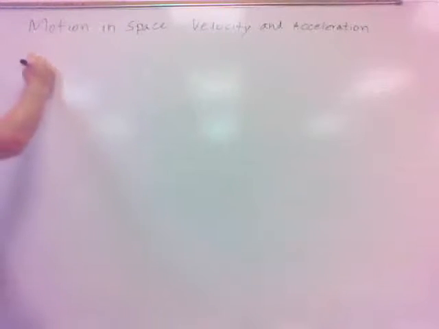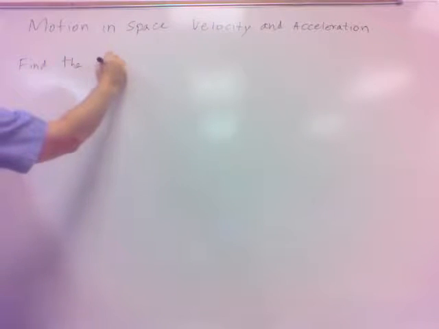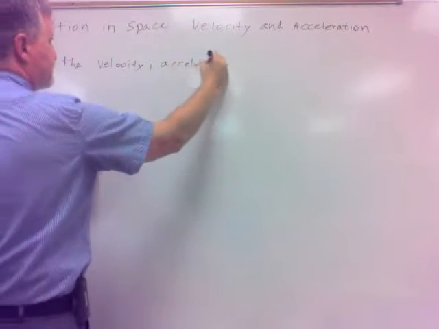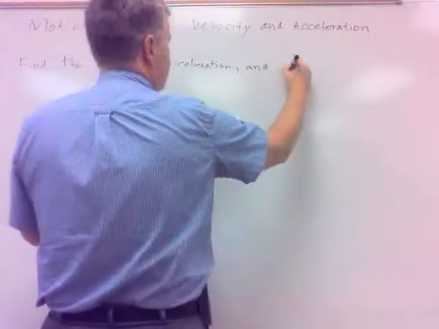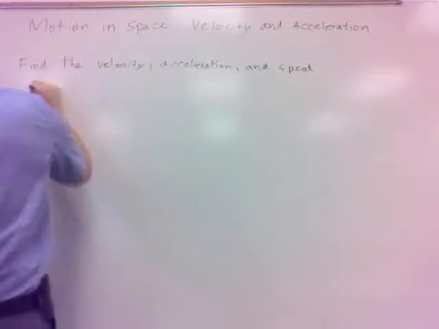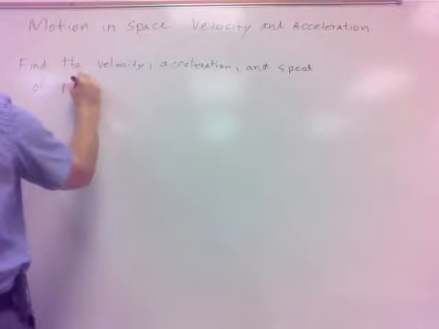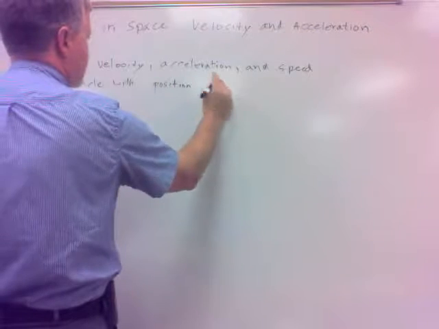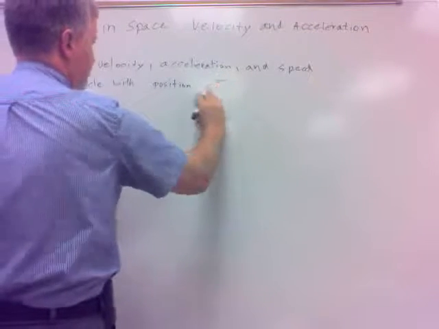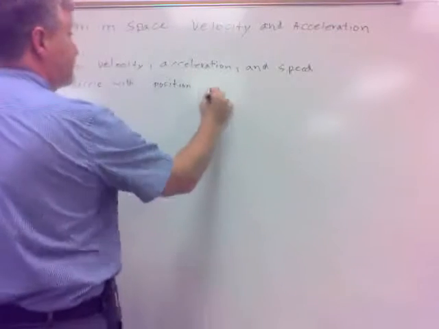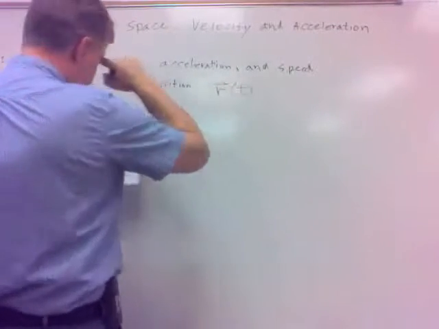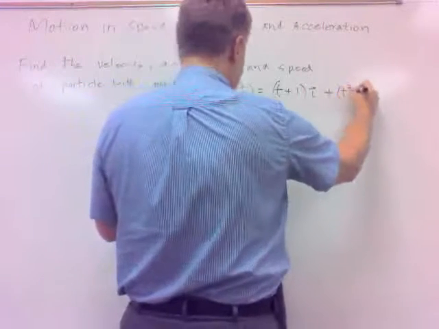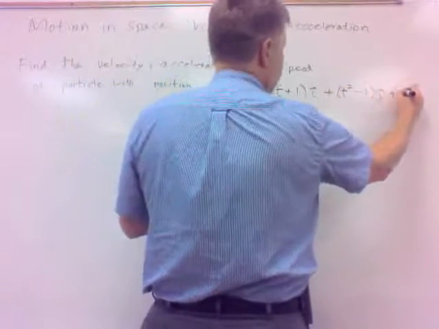All right, so yeah, start off kind of easy here. Find the velocity, acceleration, and the speed of the particle with position vector r of t equals t plus 1 i plus t squared minus 1 j plus 3k.